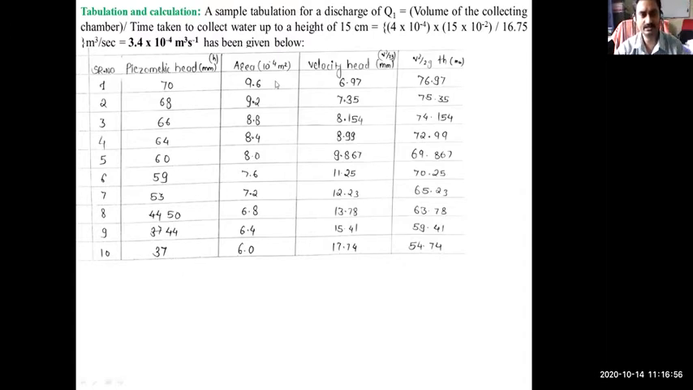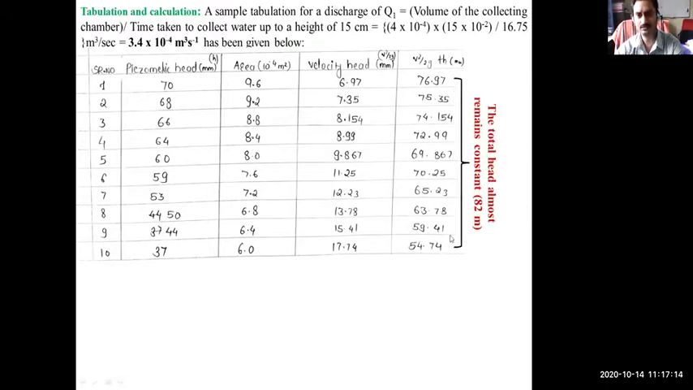This is the area of cross section A1, A2, A3 up to A10. The velocity head is calculated like this: the discharge divided by area gives the velocity, and velocity squared divided by 2g gives the velocity head. So the pressure head is here, and the velocity head is here. If you add them, the total head remains almost constant at approximately 82 meters, varying almost 82 point something from piezometer to piezometer. That variation is because of the losses, as I said.